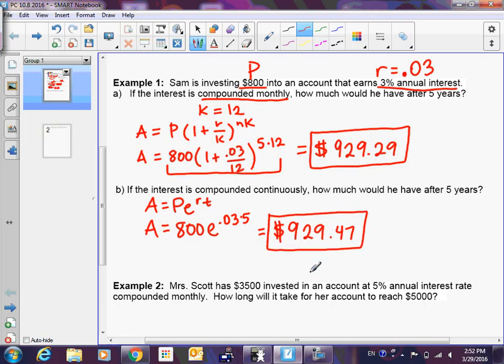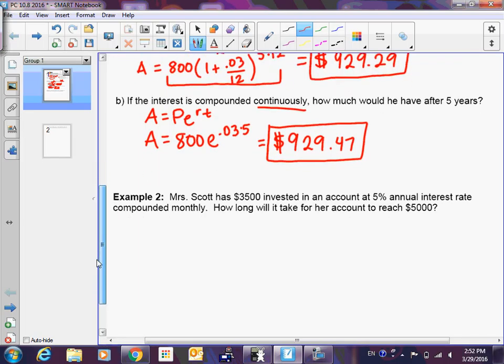So, did we make more money? Or did Sam make more money? Yeah. Enough to really make a big difference? Not really. So, more money, but not that big of a deal. What would have made a much bigger deal is if the bank down the street said, hey, we'll offer you 3.5% annual interest. That would have been a bigger deal. Okay, so compounded continuously is better, but you can see here it's really not that much better.